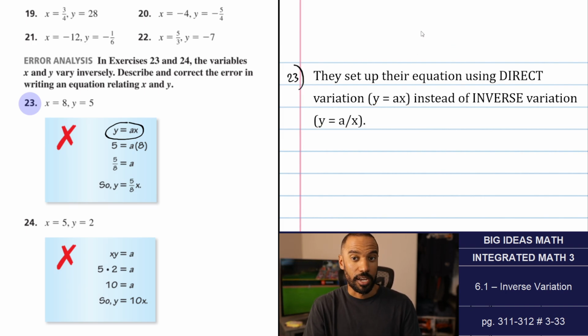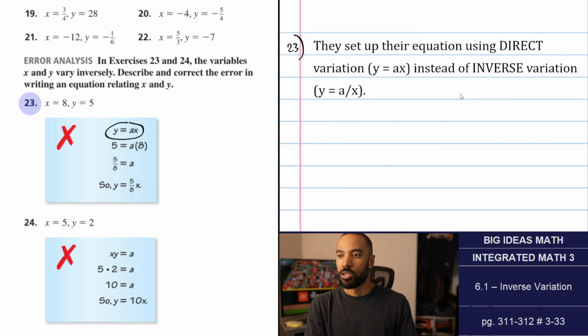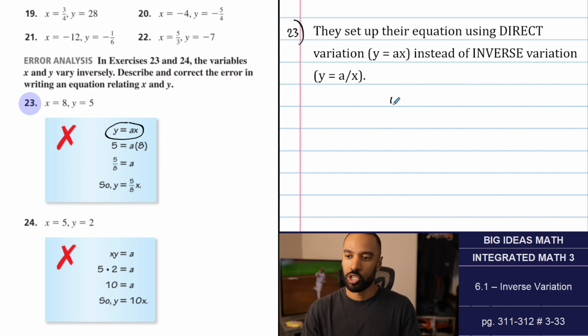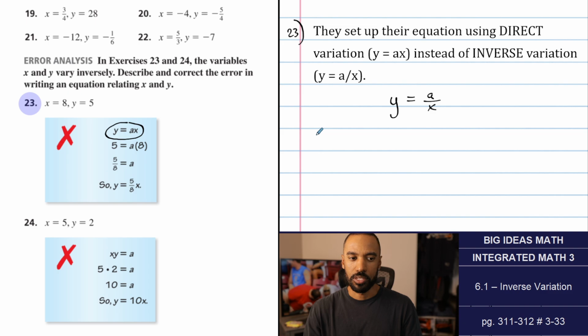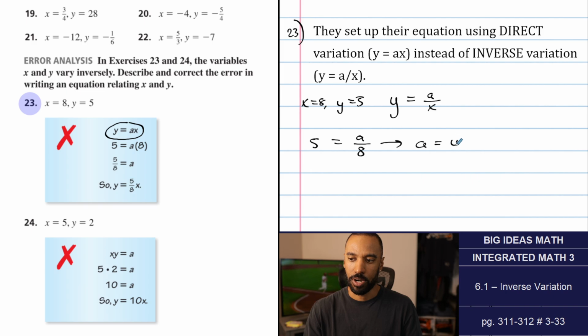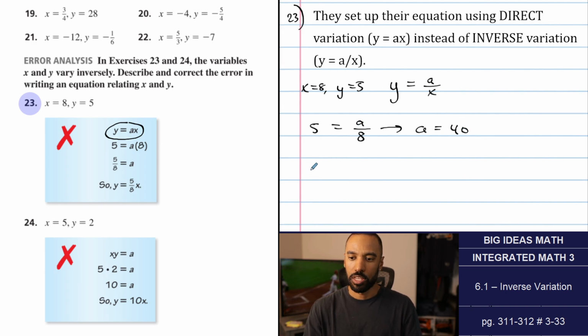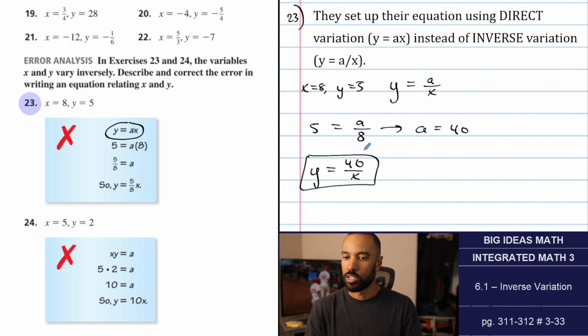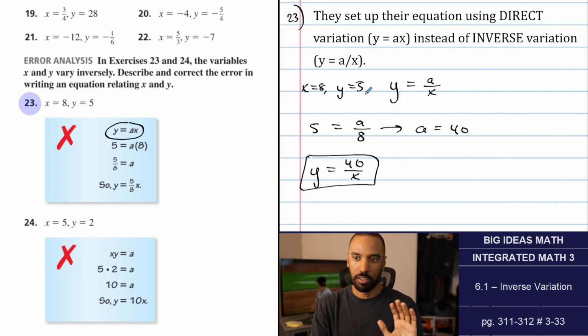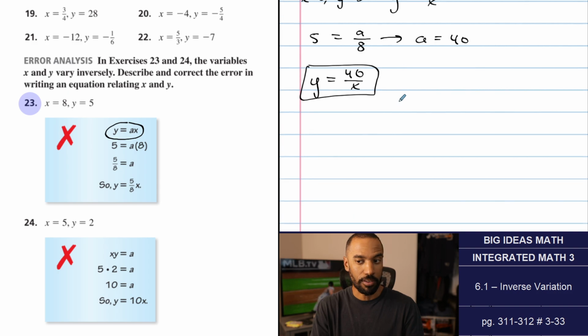Nice little reprieve and not hearing me talk as I typed. Okay, so let's correct their error. It should be y equals a over x, and we just did a whole bunch of these problems. So this is when x equals 8, y equals 5. So 5 equals a over 8, and again, we're going to multiply by 8. We get 40. So our equation with inverse variation is y equals 40 over x. We're not doing anything with that after. That's just the inverse variation setup for this, given that it's inverse variation.